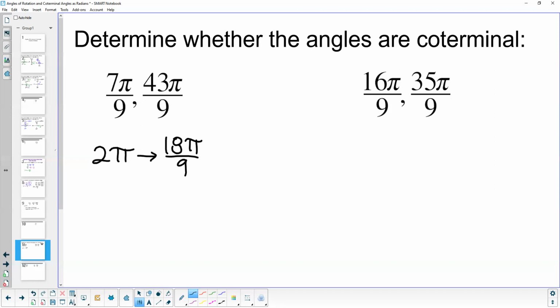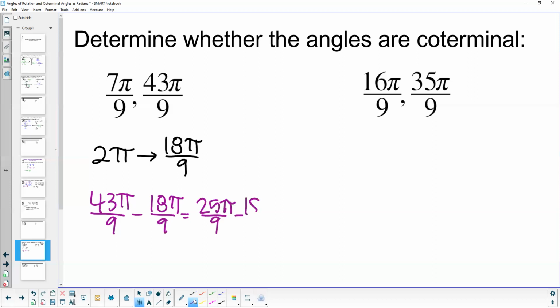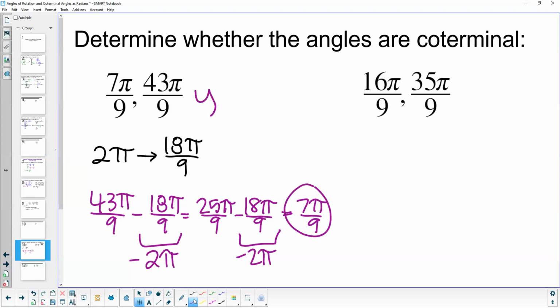Well, let's go ahead and take a look here. If I take my 43 pi over 9 and I subtract 18 pi over 9, I end up getting 43 minus 18, 25 pi over 9. Then we can try subtracting it again. If we subtract 18 pi over 9 from that, 25 minus 18 gives me 7 pi over 9. Now, because I could subtract 2 pi twice and I got 7 pi over 9, that means that these are coterminal angles.